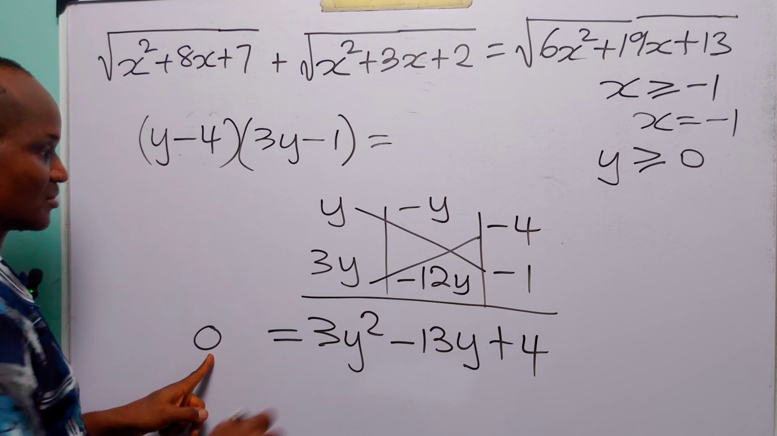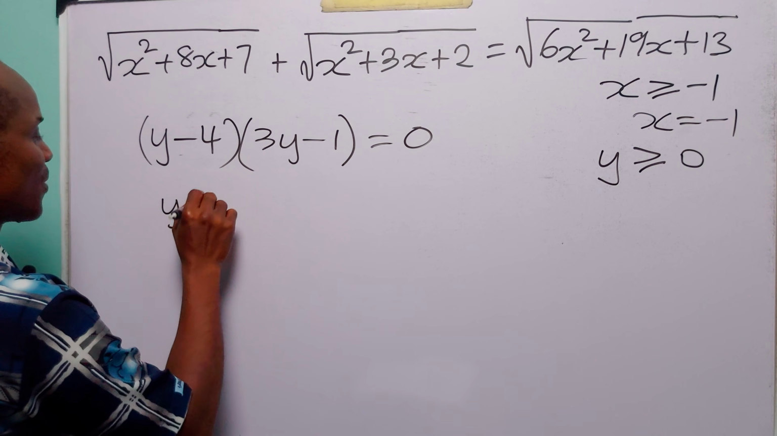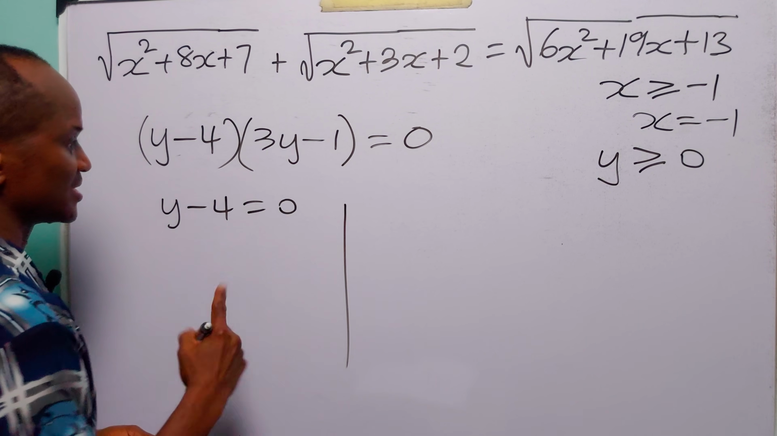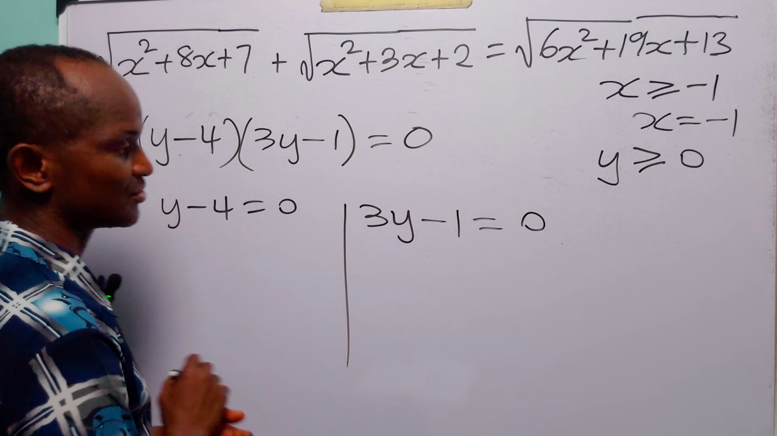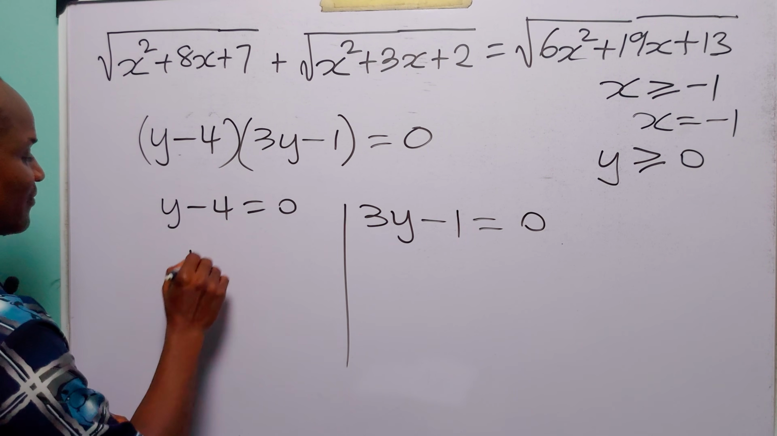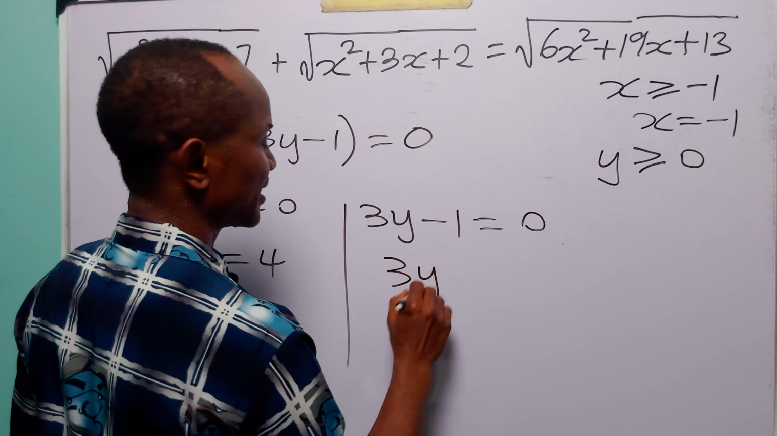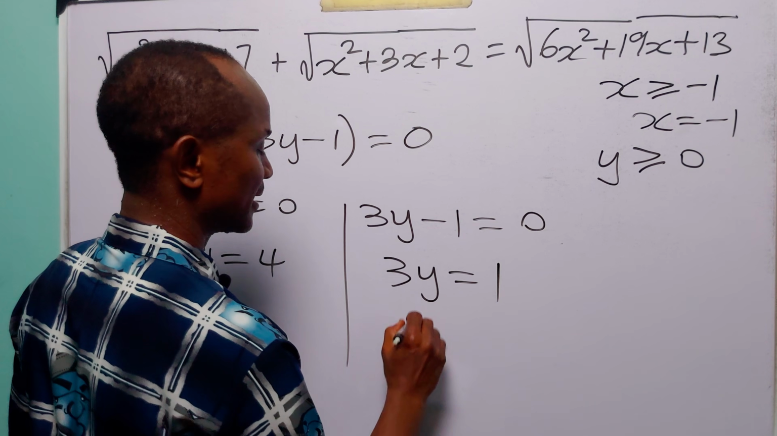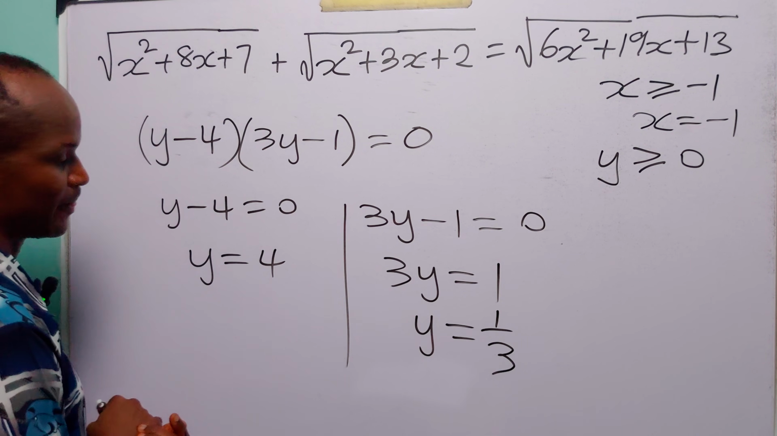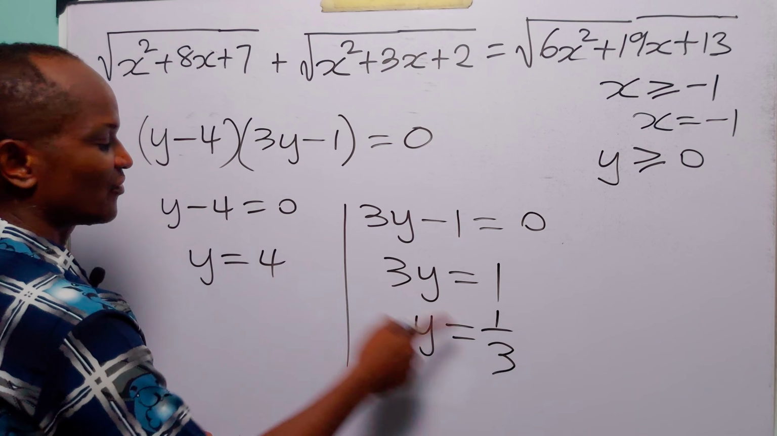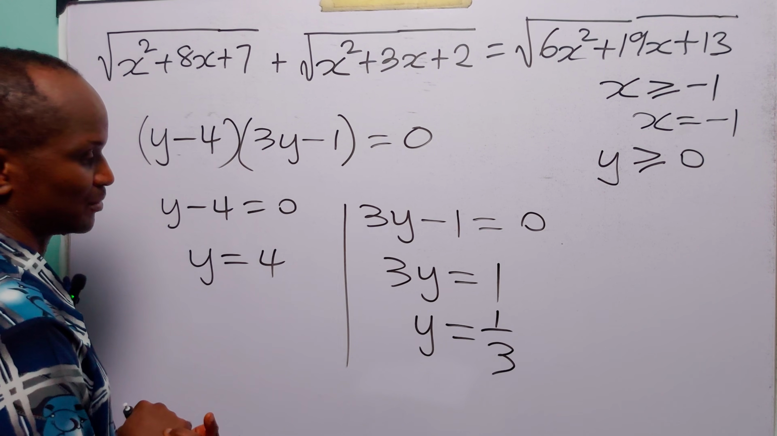is equal to 0. Now, of course, from here we have that either y minus 4 is equal to 0 or 3y minus 1 is equal to 0. From here we have that y is equal to 4. From here we have that 3y is equal to 1 and y is equal to 1 over 3. You can see that these two values of y are both positive, so they are both acceptable.